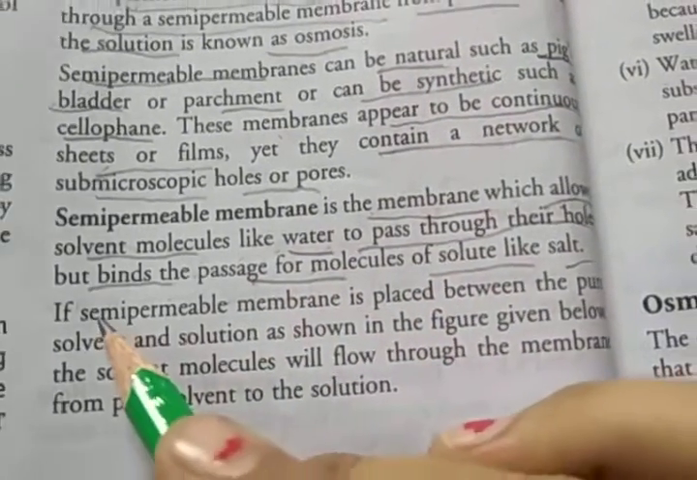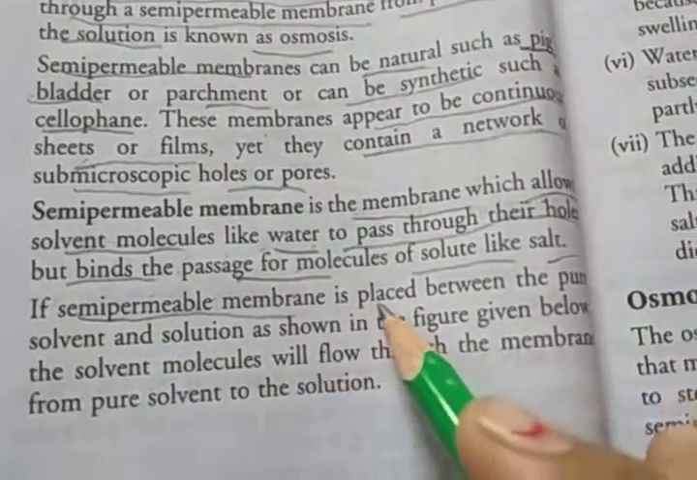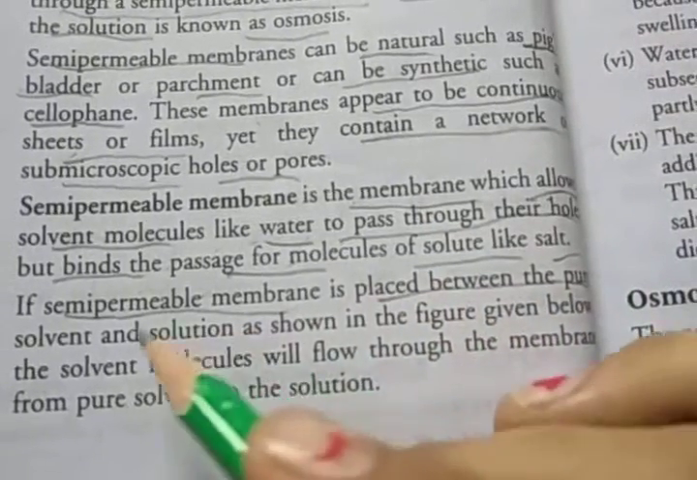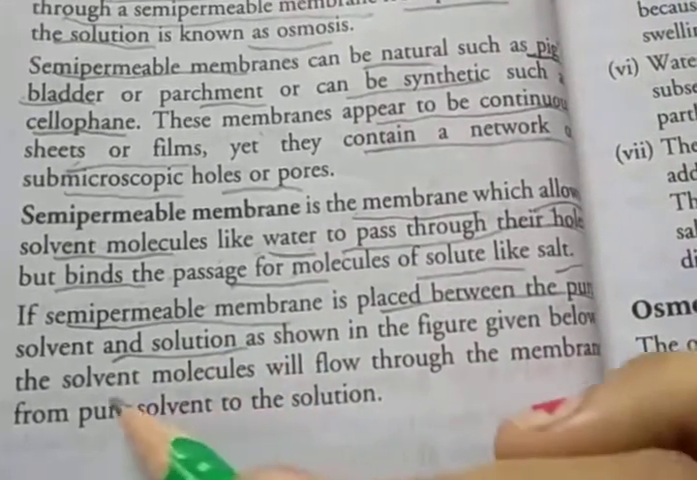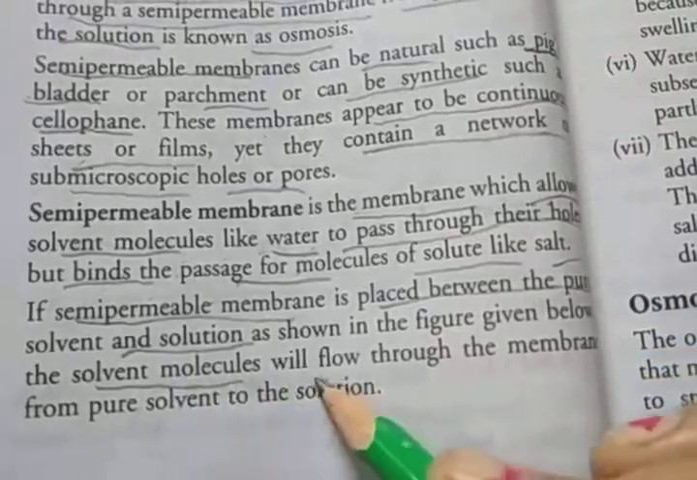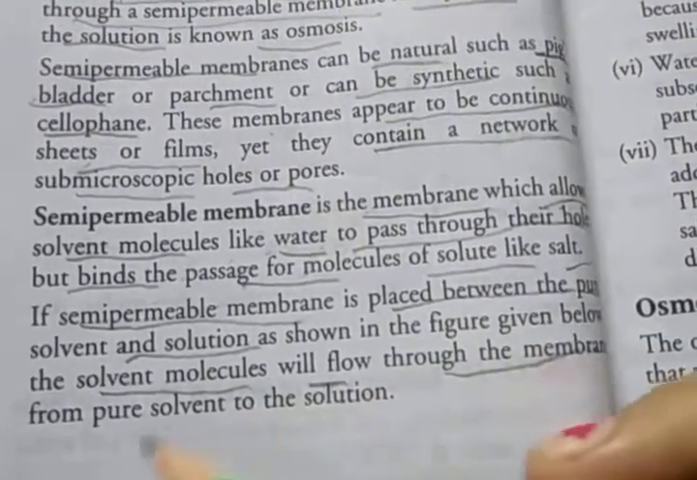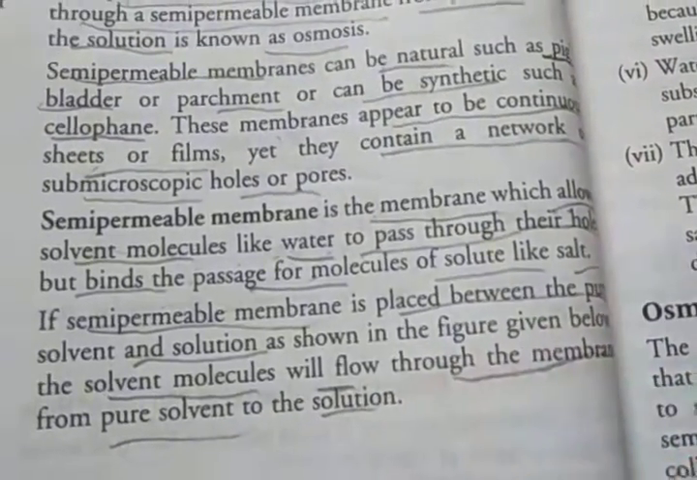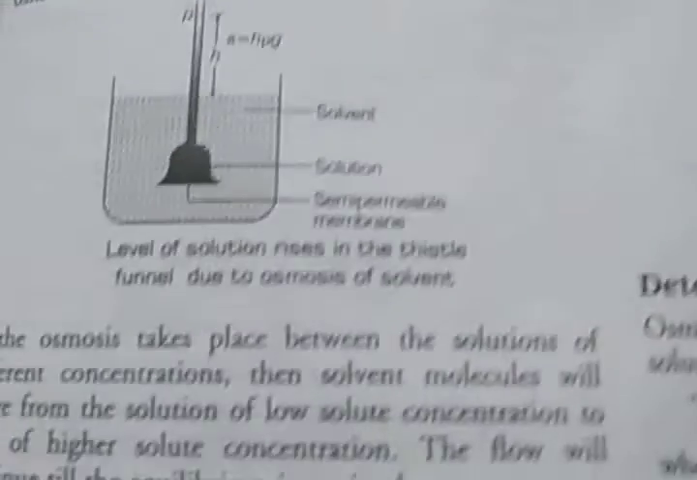So if a semi-permeable membrane is placed between the pure solvent and the solution, the solvent molecules will flow through the membrane from the pure solvent to the solution. So here you see this is the given.